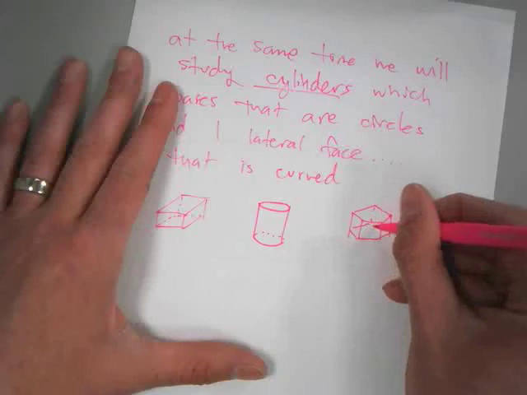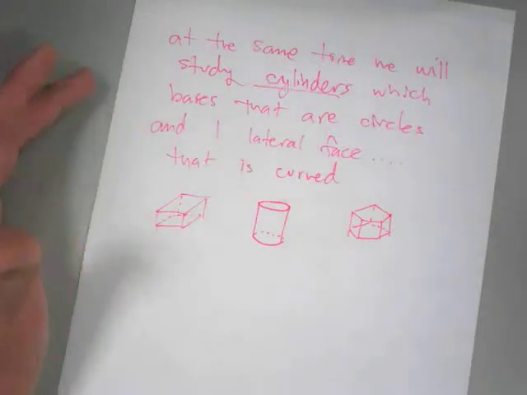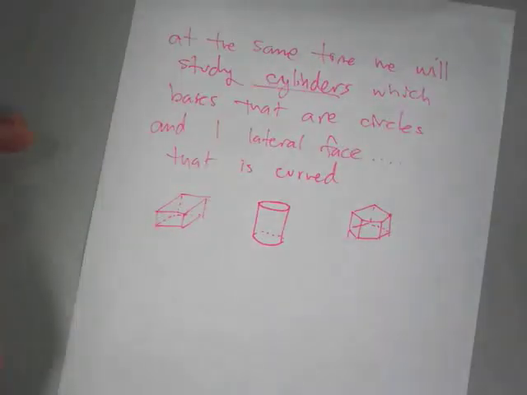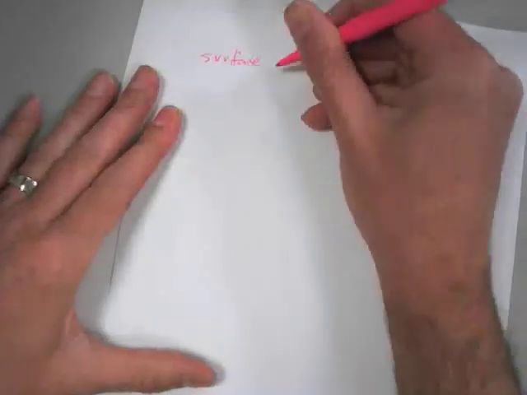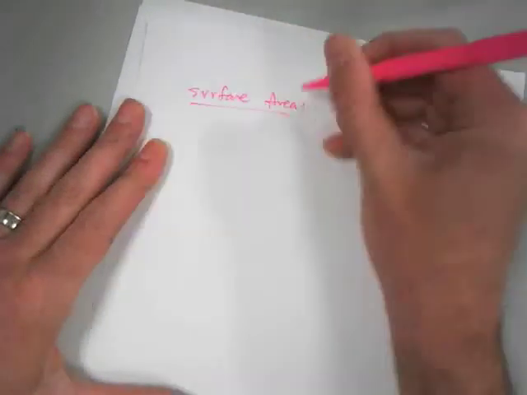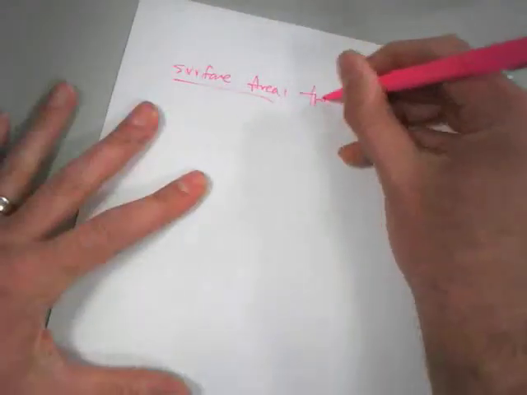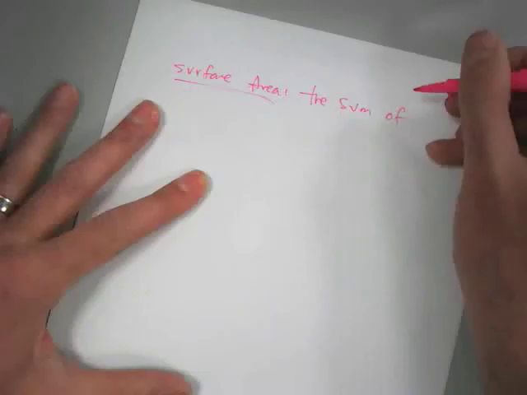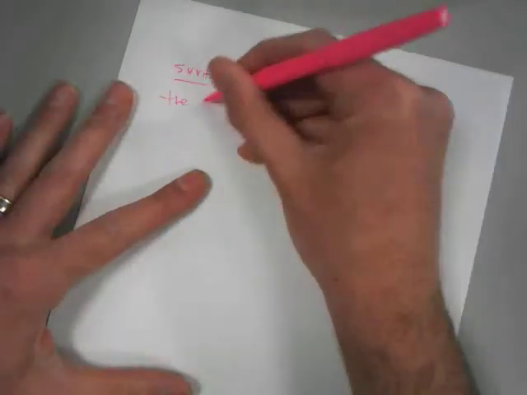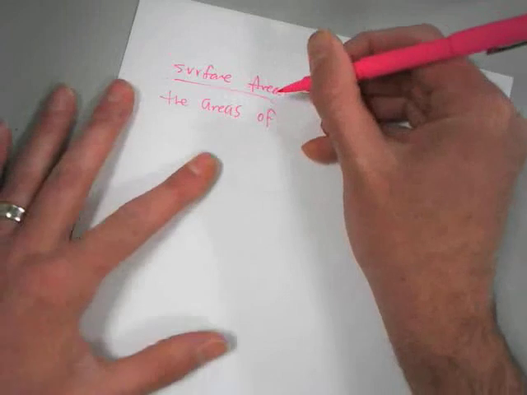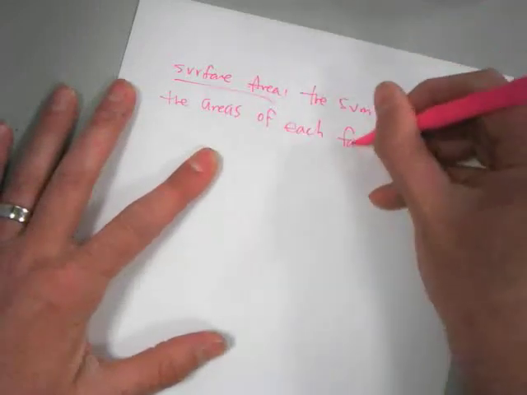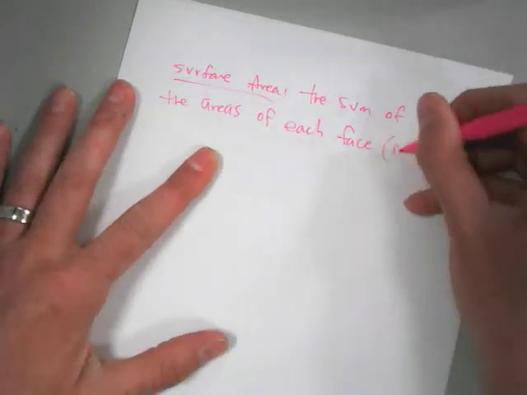So what can we do with three-dimensional objects? We can find surface area and volume, but we're going to do surface area first. Surface area is defined as the sum of the areas of each face, and that includes the bases, because bases are faces, they're just parallel and congruent, right?